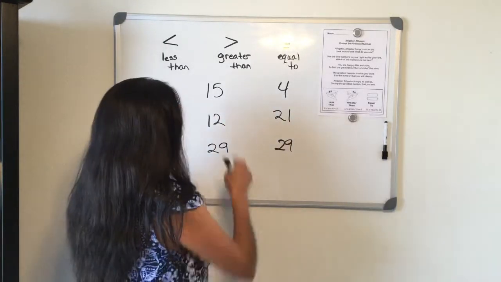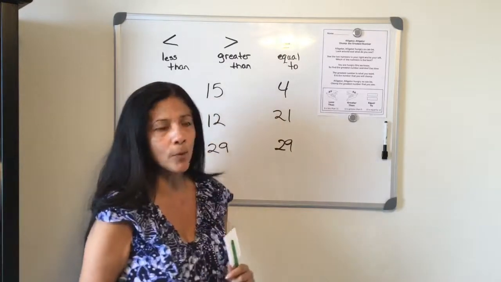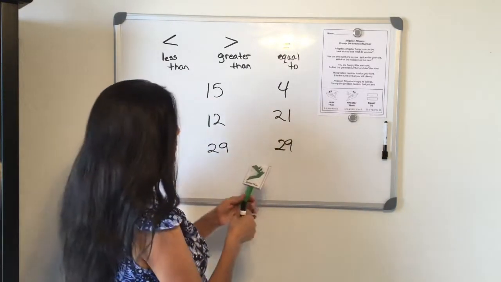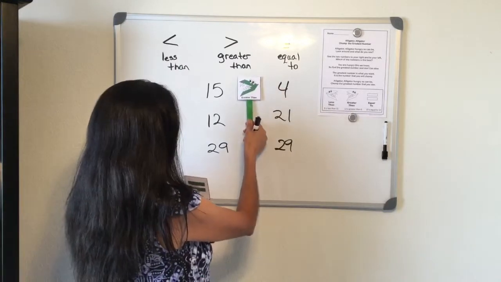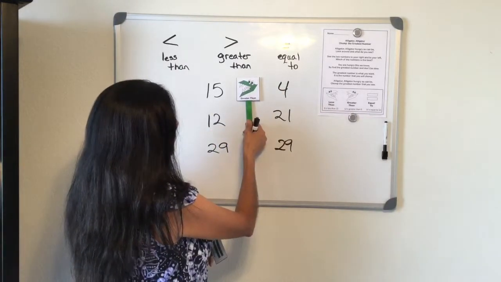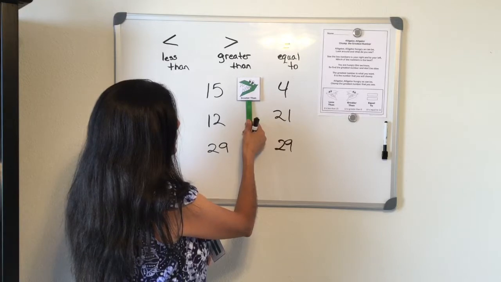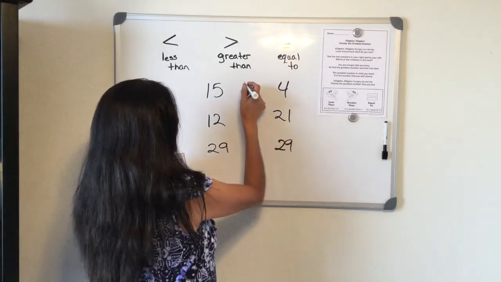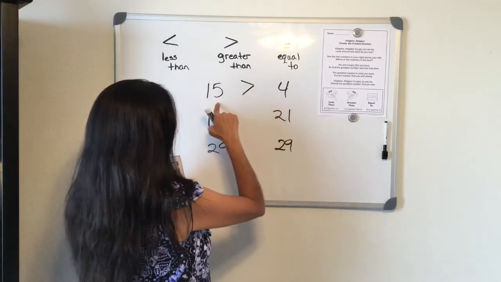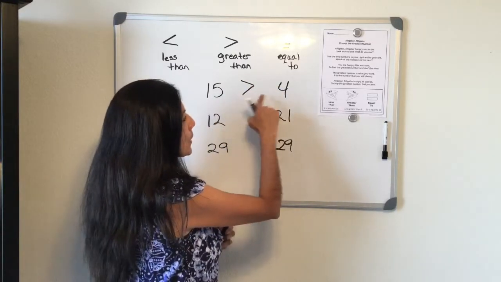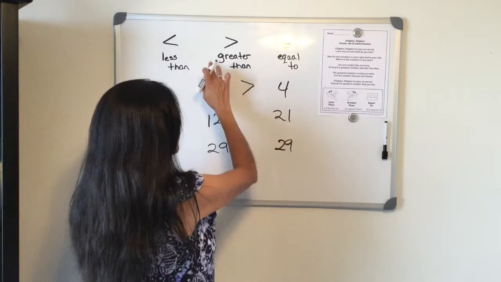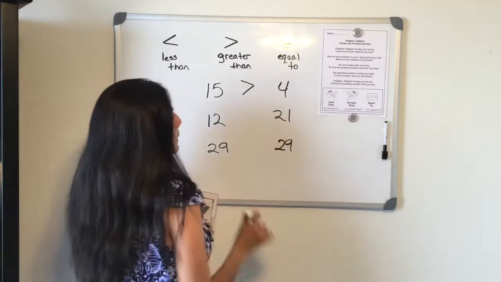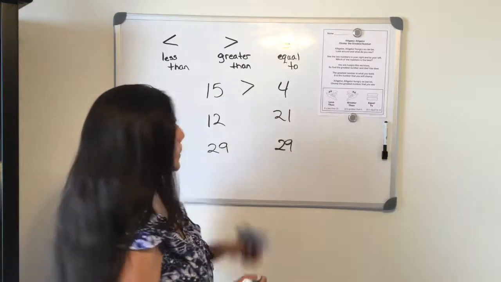I know that 15 is the greater number. Between those two numbers, I know that 15 is the higher number. So I know that my alligator teeth are going to face the 15, and so I know the symbol that goes in there is going to be the greater than symbol. And I'm going to say 15 is greater than 4. If I was writing the words, I would use greater than, but I'm using the symbol to help me, and that is the greater than symbol.